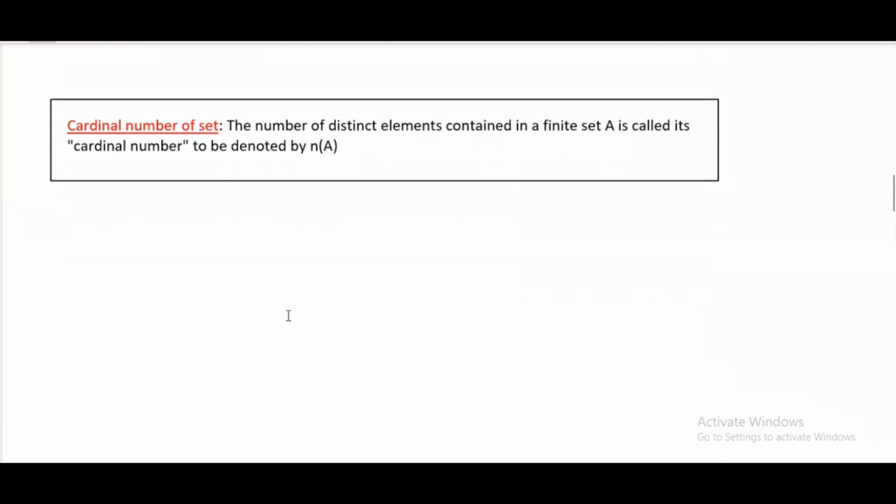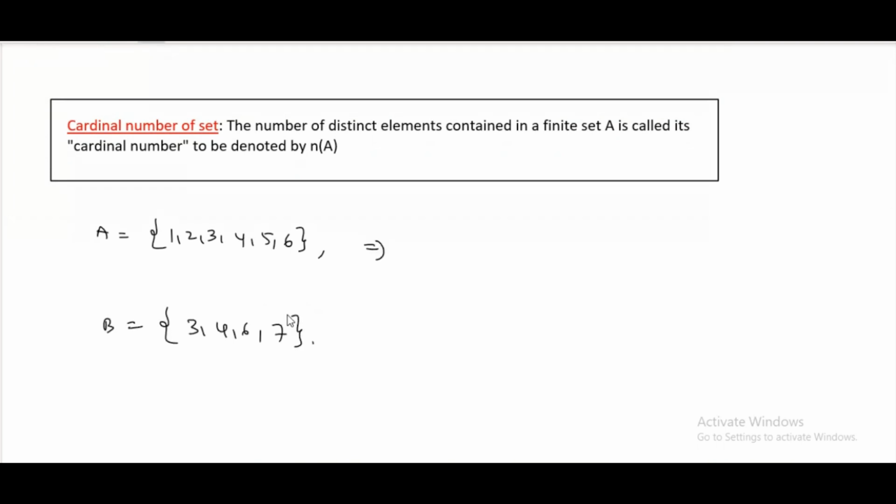Next, the cardinal number of a set. What is meant by the cardinal number of a set? I will take one small example here. Let's take A equal to {1, 2, 3, 4, 5, 6}, and we have another set B equal to {3, 4, 6, 7}, like this.